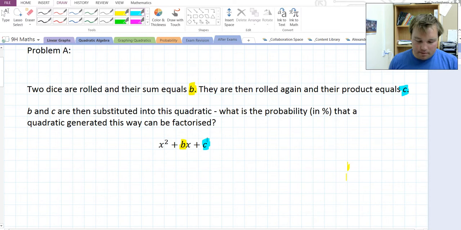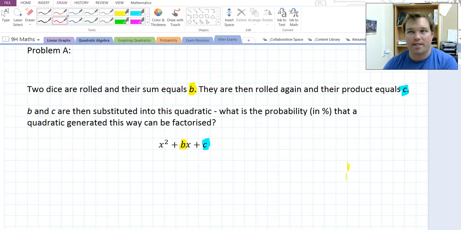The question is, what is the probability that a quadratic generated this way can be factorized? So generated by two dice rolls, what percentage of them can be factorized? Let me walk you through a couple of examples.